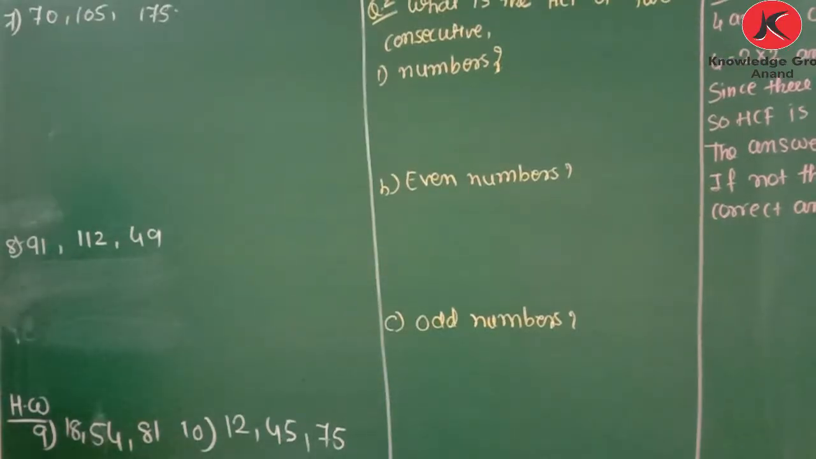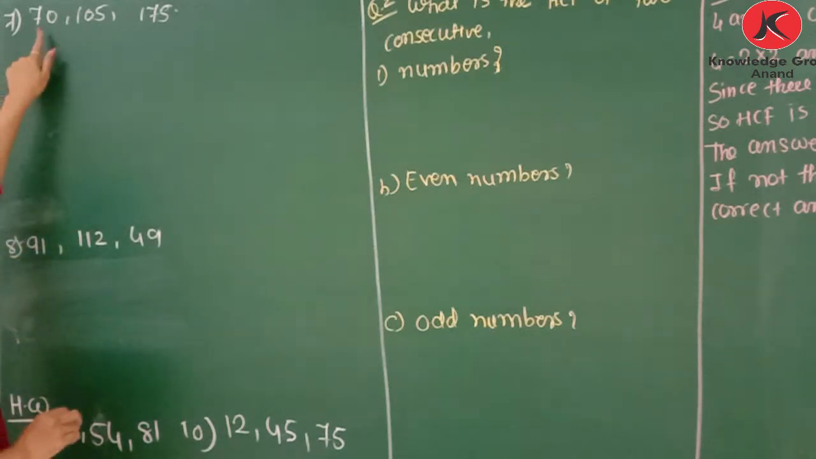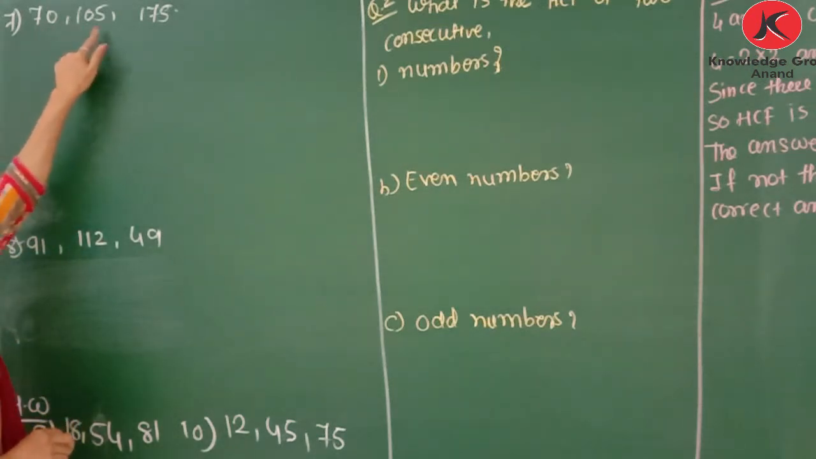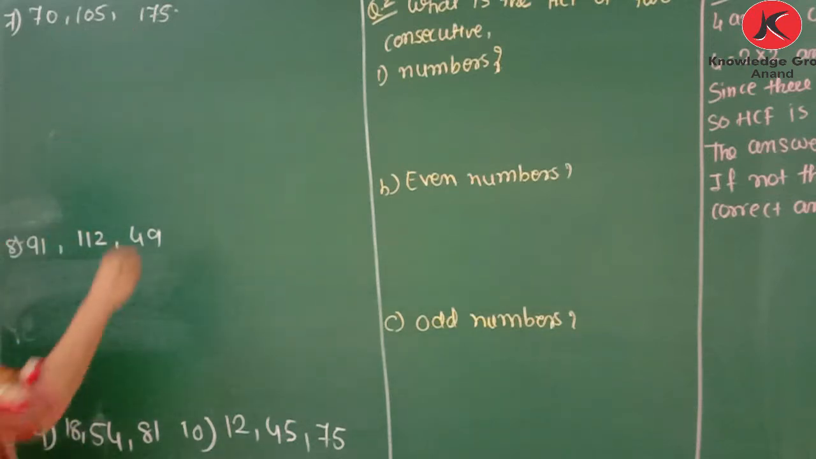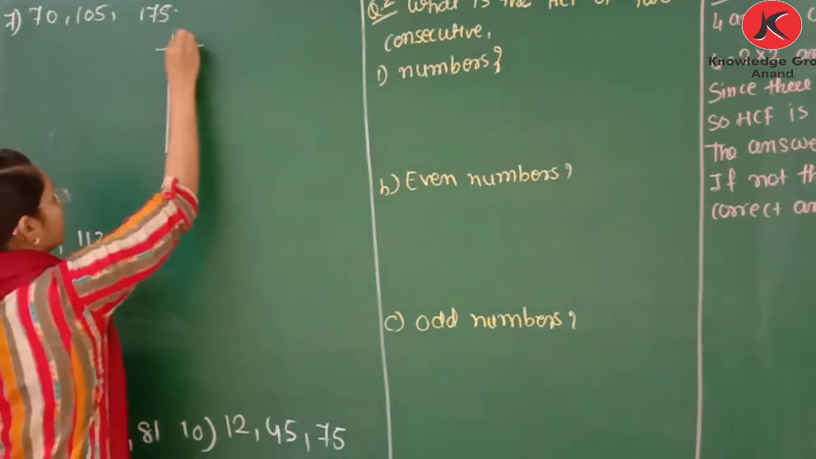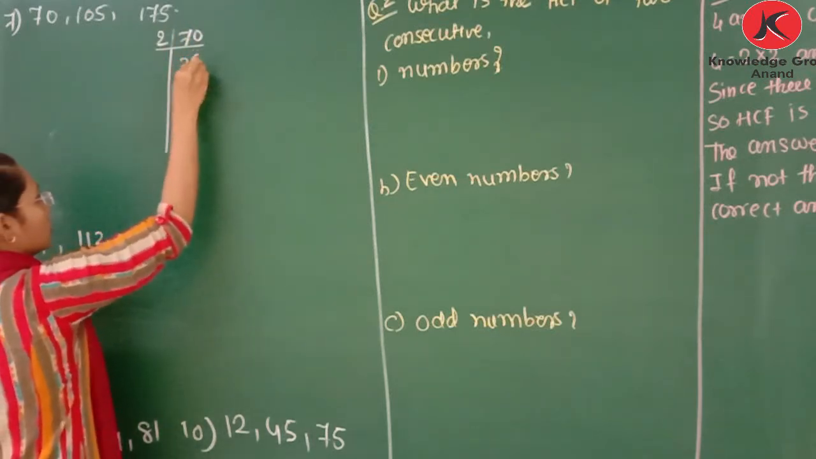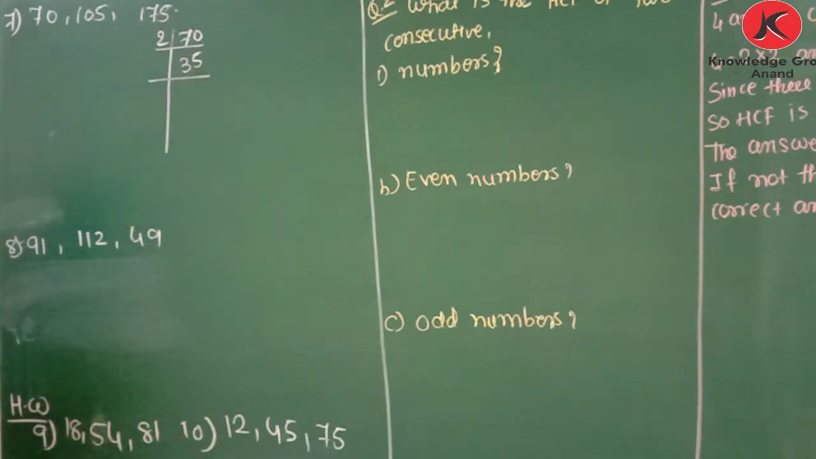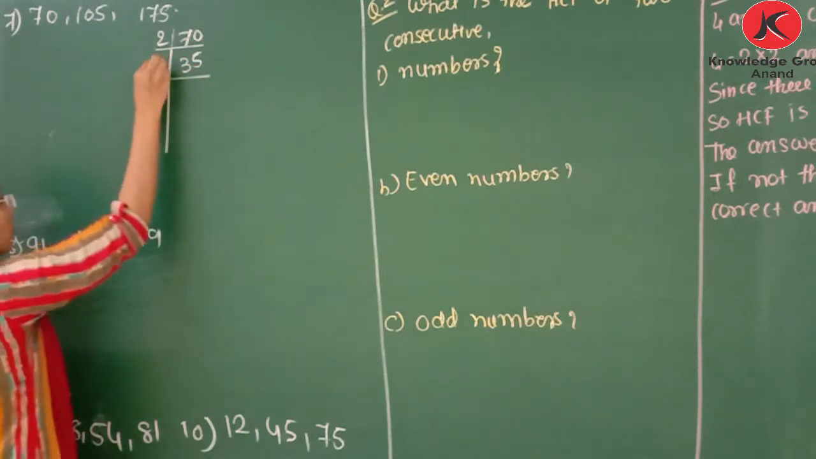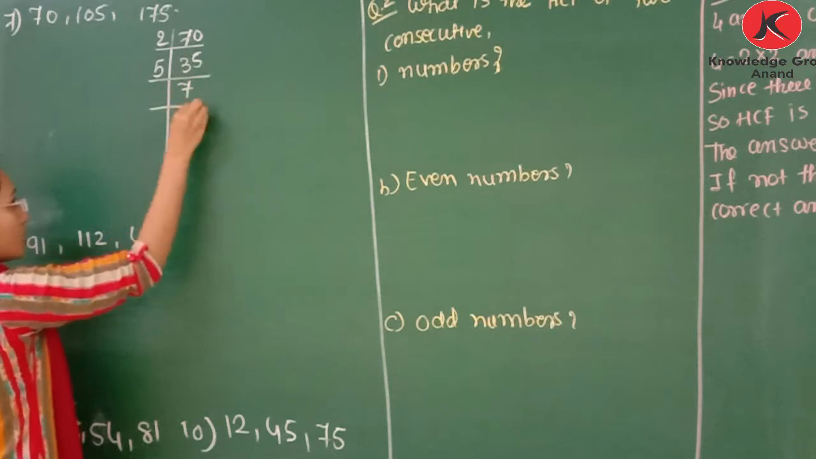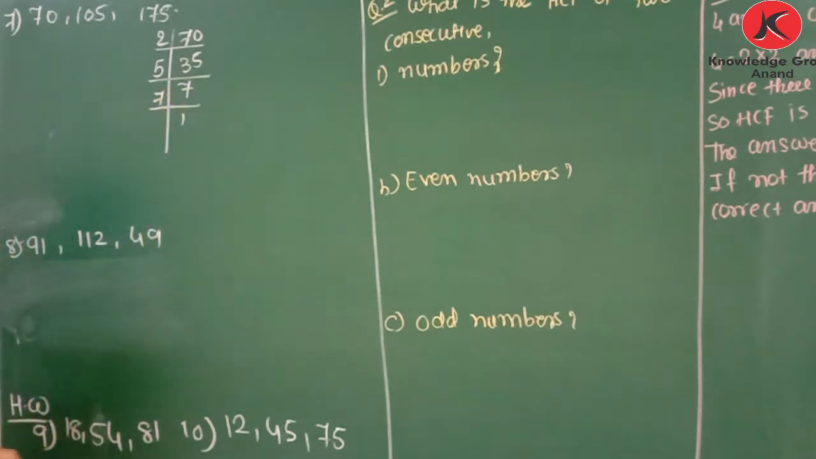Question 7. 70, 105 and 175. Here you need to find HCF of 70, 105 and 175. So factor of 70. 70 is divisible by 2, so 35. Now 35 is divisible by 2? No, it is also not divisible by 3. Why? Because 3 plus 5 is 8. Now try to divide it with 7. 5 7s are 35 and 7 1s are 7. Clear? 7 5s are 35 and 7 1s are 7.